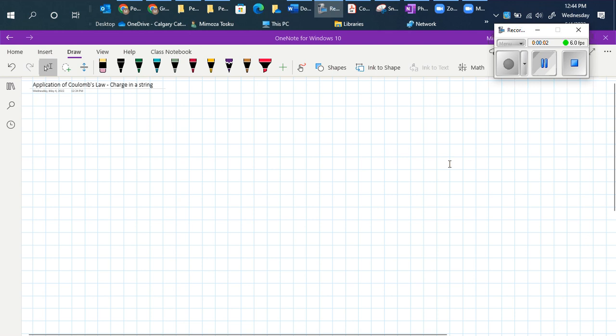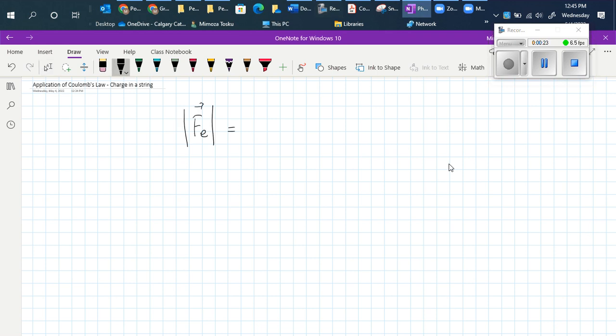Okay, so what we are talking about here in those classes is known as Coulomb's law. Coulomb's law is the law that we use to determine the magnitude of the electrostatic force that two charges are experiencing.